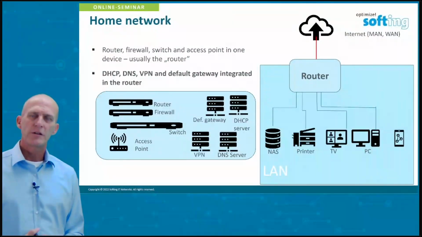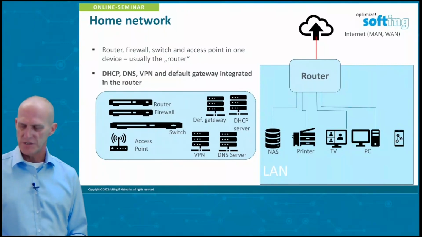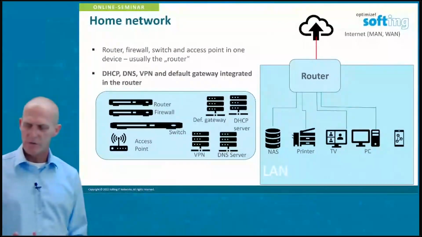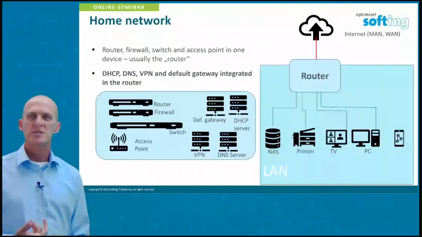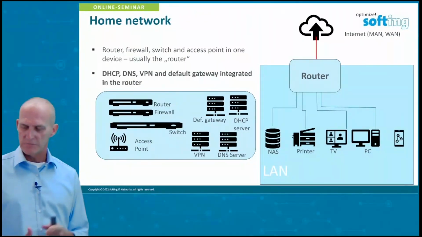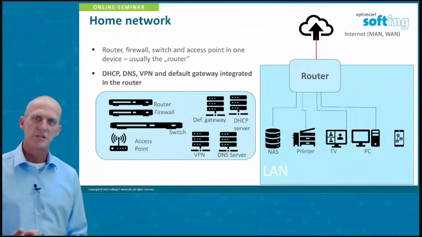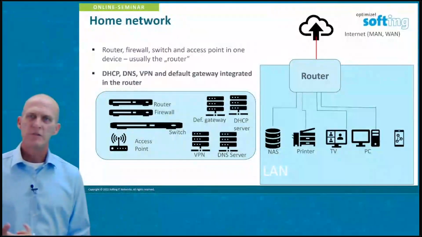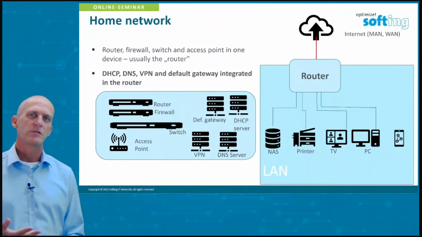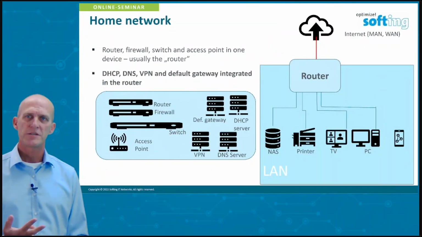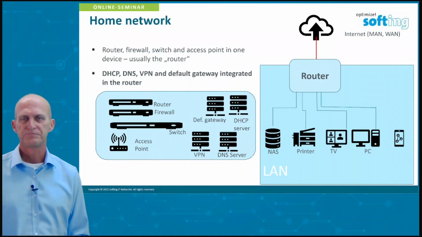So looking back in our network, our router is now pretty stuffed with things. It has a router, a firewall, a switch, an access point, the default gateway, the DHCP server. It can run VPNs and can run DNS servers. So it's a pretty powerful device, this little box.